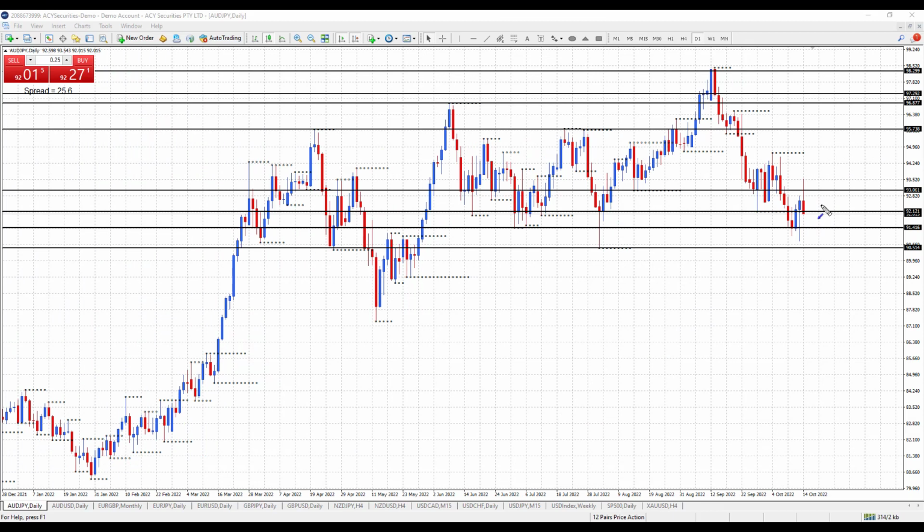Now I'm on the Aussie yen daily chart, got my monthly, weekly, daily support and resistance levels all drawn in. They're referenced in the description below. I'll just talk about the ones closest to price now. We did manage to close down for the week on the Aussie yen. It was rather choppy and we managed to close below 92.12 daily support.